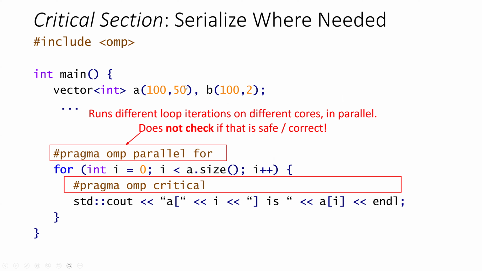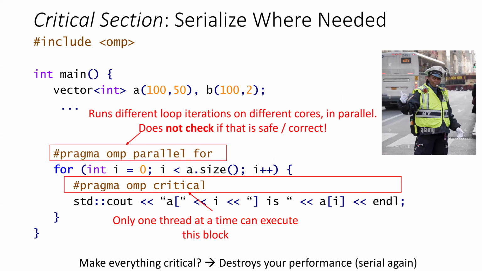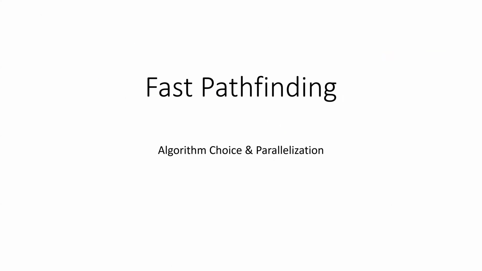And then we use this critical keyword, or this critical pragma, to basically serialize access to this one line or block of code. The critical is like a traffic cop: one person goes, everybody else waits. So you can use that. But if you find you're putting critical all over, you should probably just go, this is really not parallel. I probably just shouldn't be doing this. Just accept it's serial. Okay, so let's go on to pathfinding.